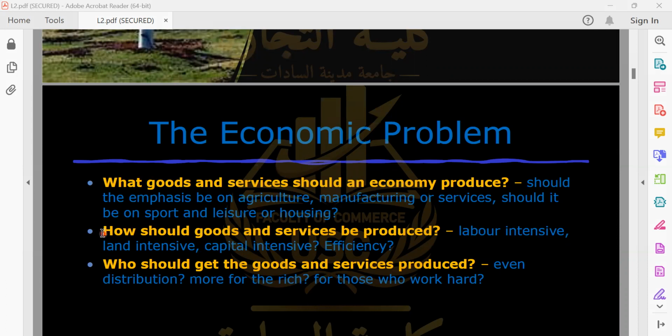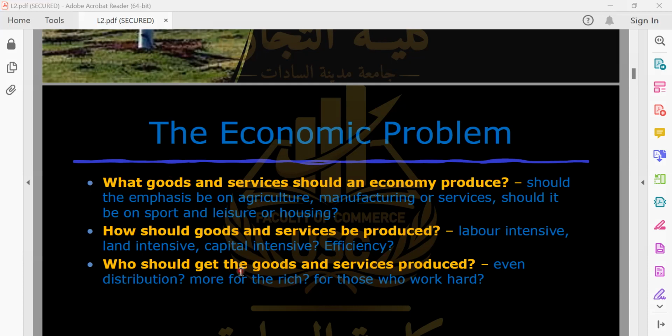The second question is how should goods and services be produced? How should we produce them? Should we produce them labor intensive, land intensive, or capital intensive? And what about efficiency? All of these are economic questions about the economic problem.